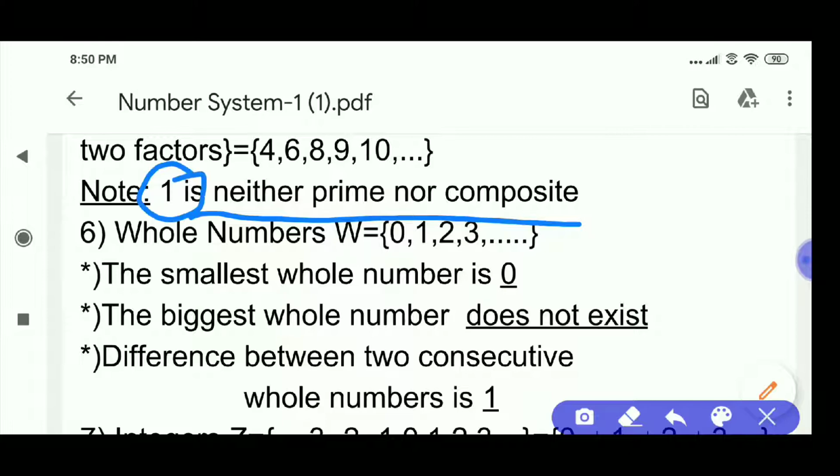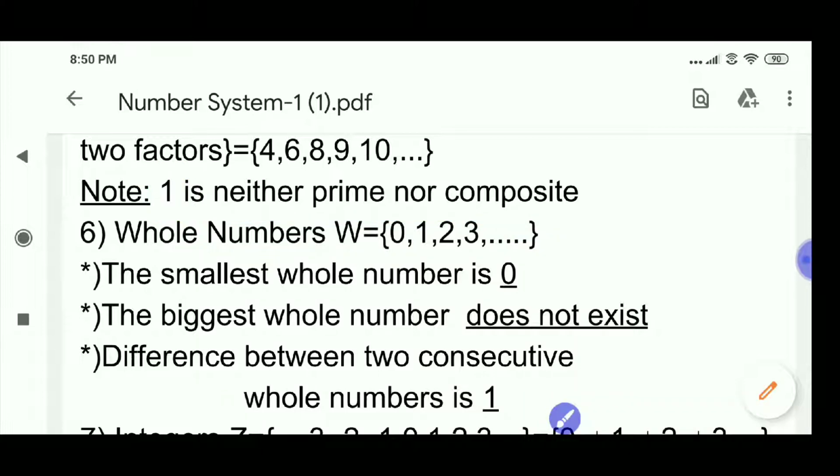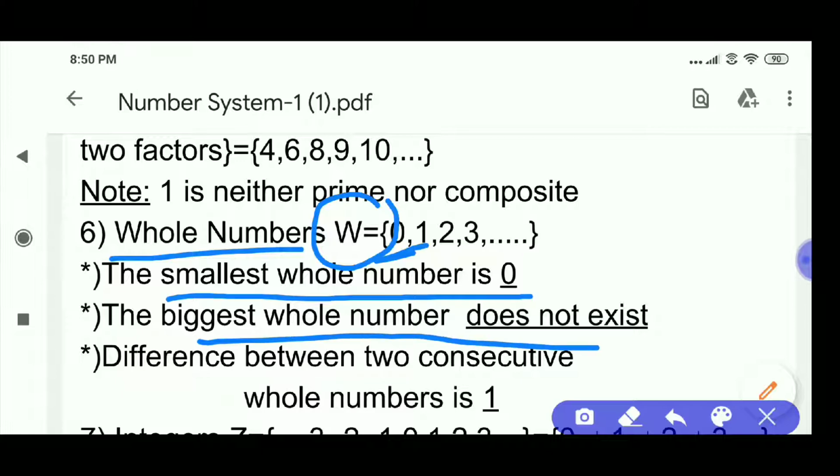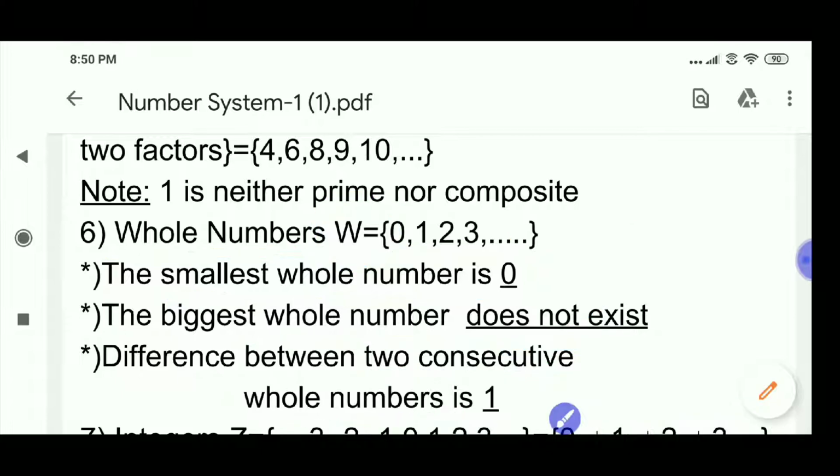1 is not a prime number. At the same time, it is not a composite number. If we add 0 to natural numbers, then it is called whole numbers and it is denoted with W. What is the smallest whole number? 0. What is the biggest whole number? Does not exist. The difference between two consecutive whole numbers is 1.